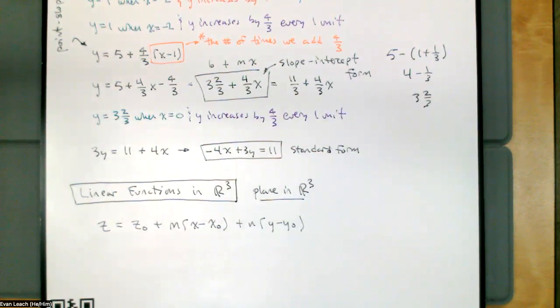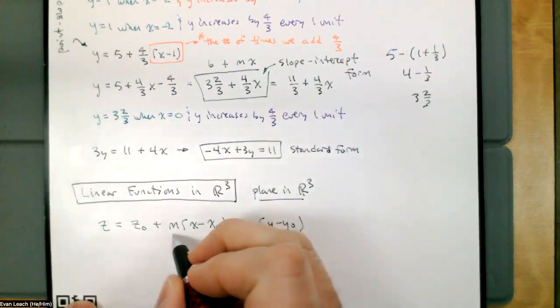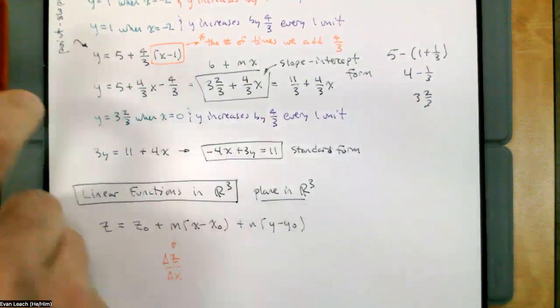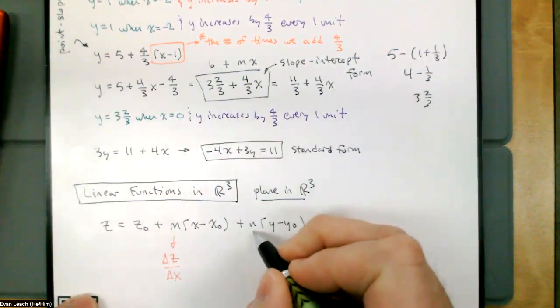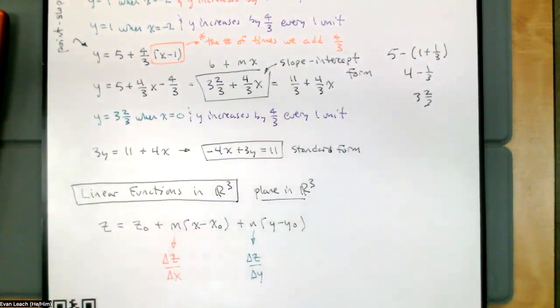If we describe a linear function in R2, we need a point and a slope. If we describe a linear function in R3, we just need a point and two slopes: a slope in the X direction and a slope in the Y direction. M is going to be the slope in the X direction, so this M is the change in Z with respect to X. And this N is the change in Z with respect to Y. This plane will contain the point x naught, y naught, z naught.